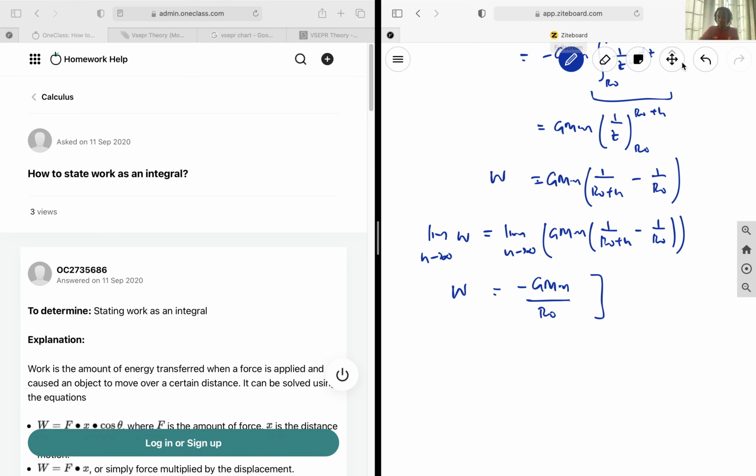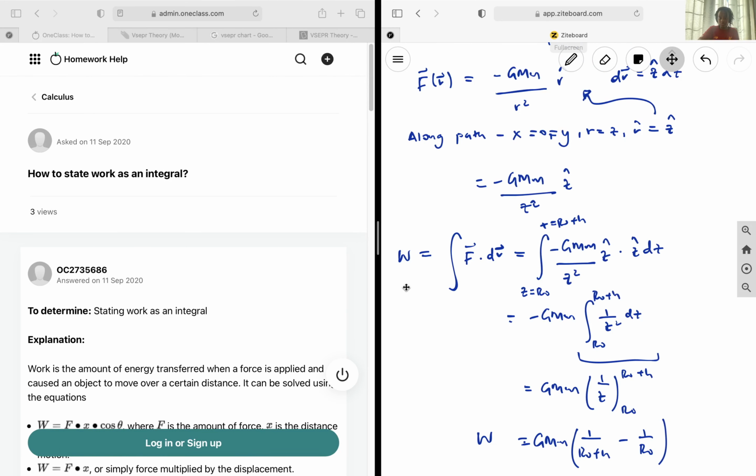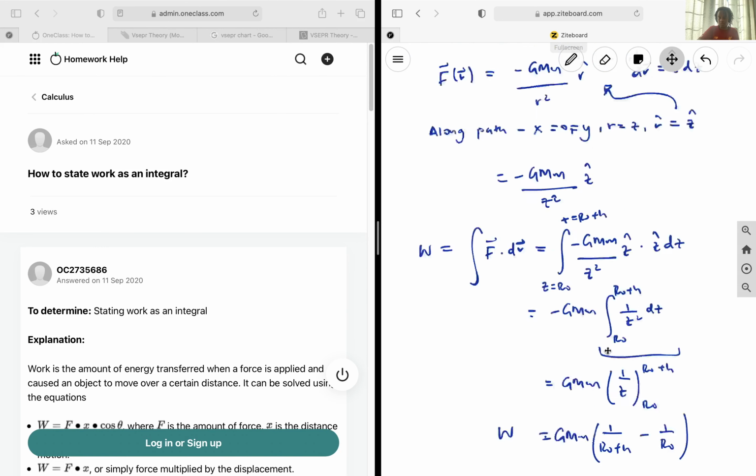And so as your general equation for how to find the work done, we have it here. And you can use it for problems like the one I've done here.